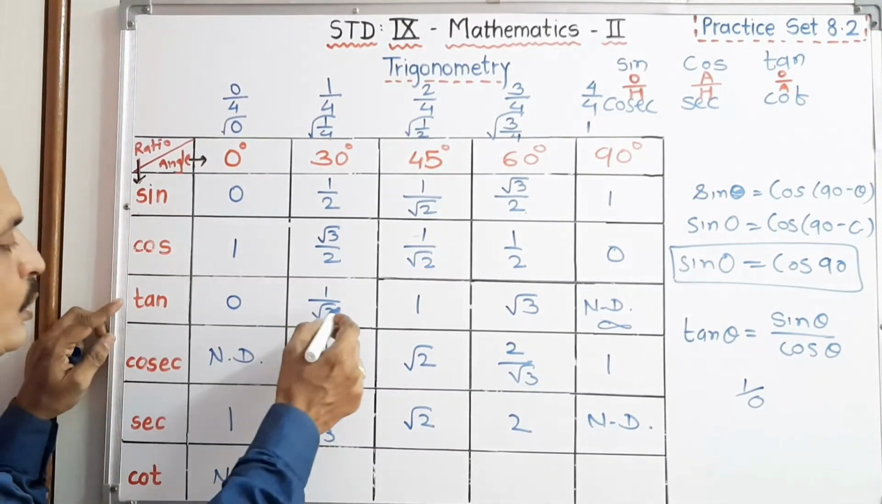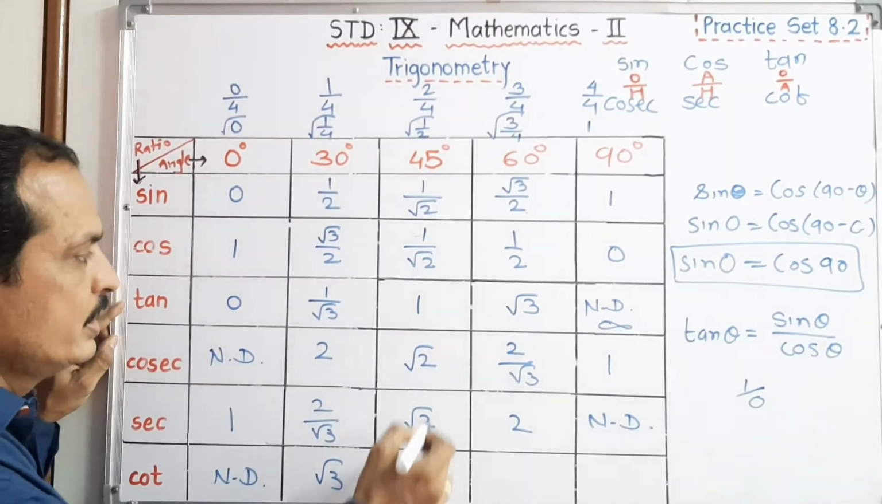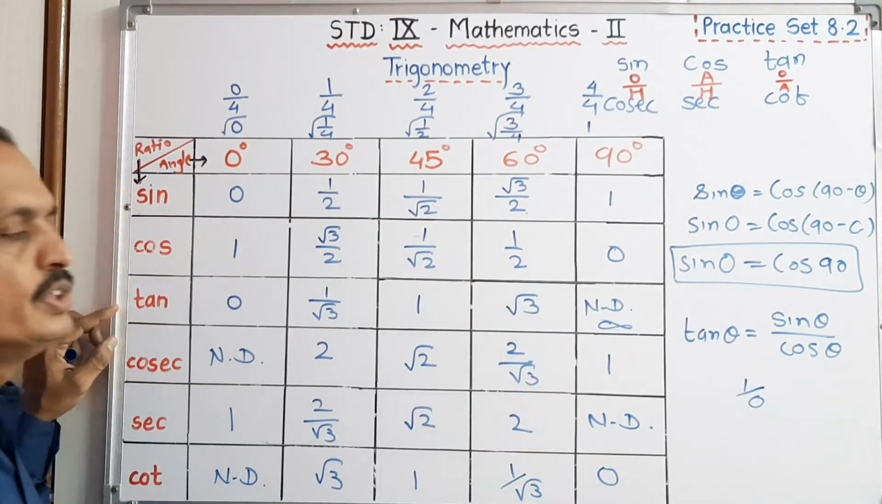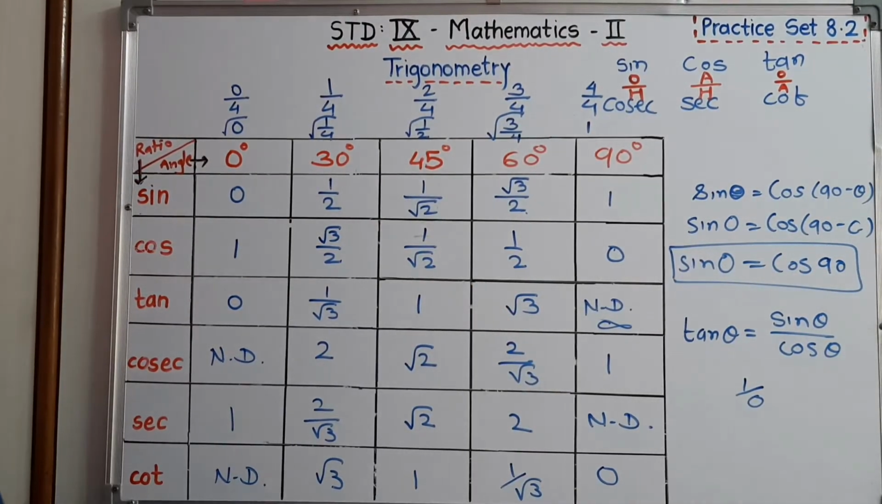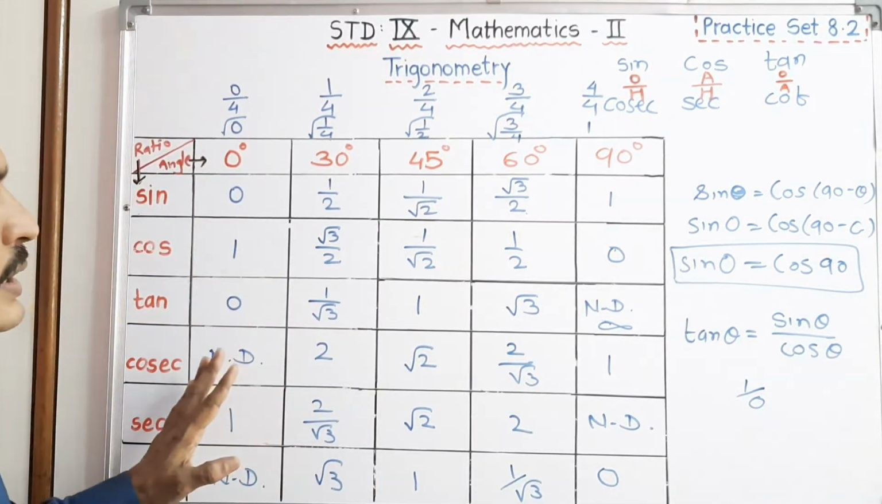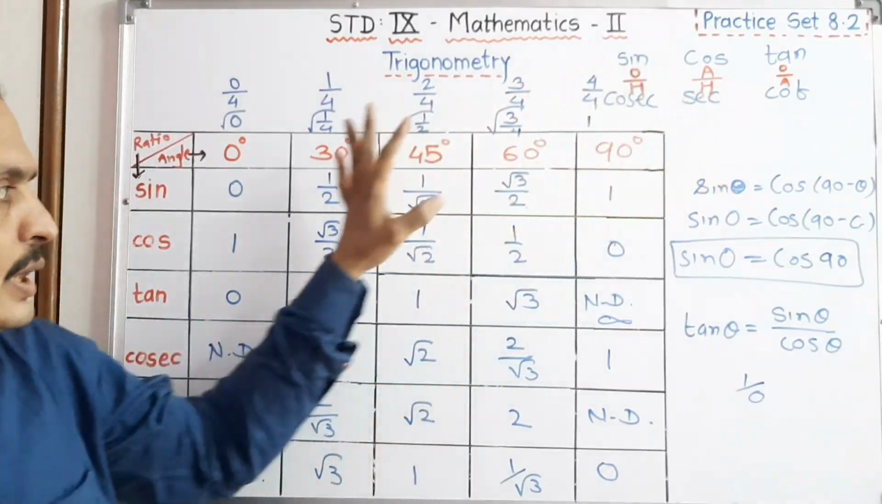Then it is root 3, it is 1, here it is 1 upon root 3, and here it is 0. In this way, dear student, we completed this table. There is a simple way. If you understand this relation, and by observing that, we can complete this.